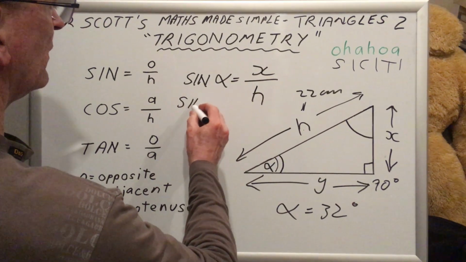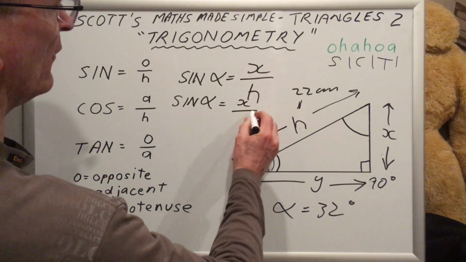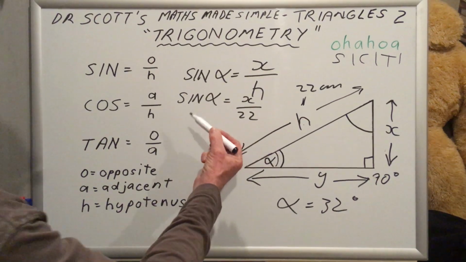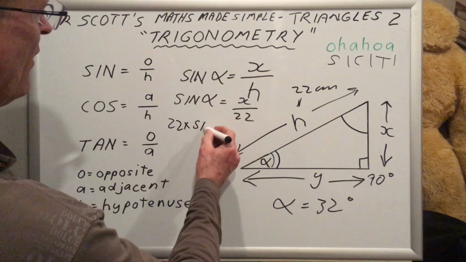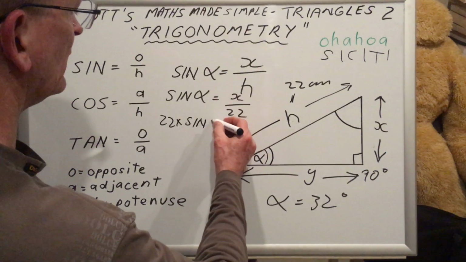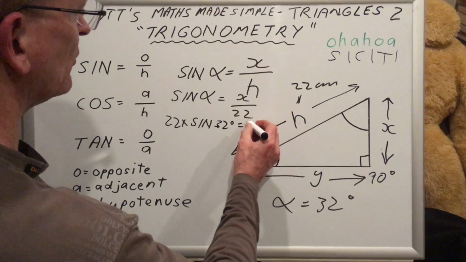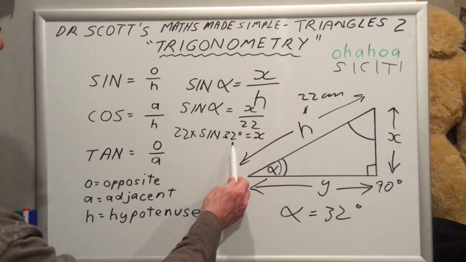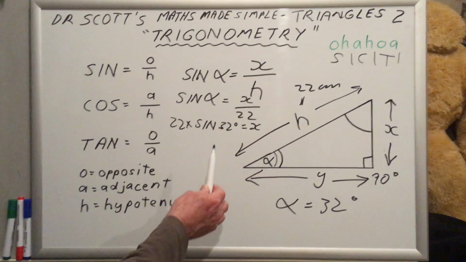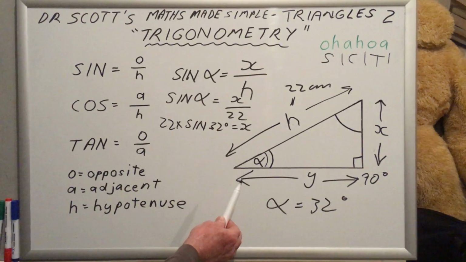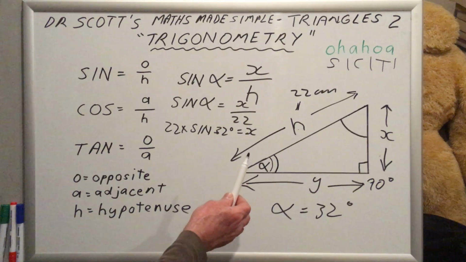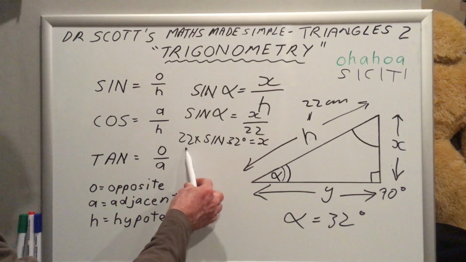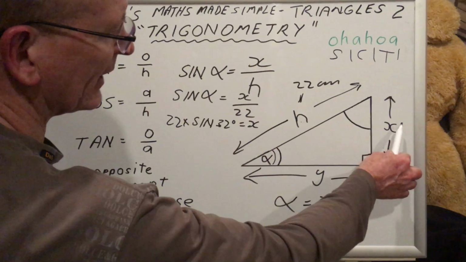So therefore the sine of alpha equals x over 22. Now if we multiply both sides by 22, we get 22 times sine of alpha. Now don't forget alpha is 32 degrees, equals x. So 22 times the sine of 32 degrees equals x. If you put sine 32 into your calculator, you'll get a number. Sine of 58, sine of 79, sine of 513. You'll always get a number when you do this with sine, cos or tan. So 22 times the sine of 32 will give us our x.